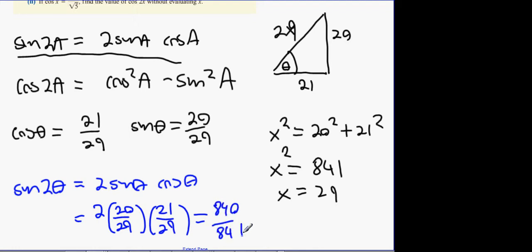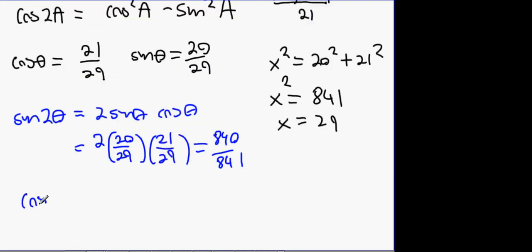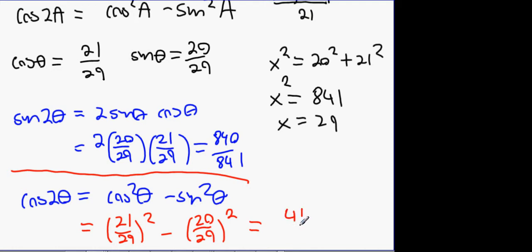Okay. Now we're going to do cos 2 theta. Cos 2 theta ends up to be cos squared theta minus sine squared theta, because that's the formula that's in page 14 of your tables. So what happens this time, guys? We're going to get 21 over 29 squared minus 20 over 29 squared. And what do we get when that's in the calculator? 41 over 841. Thank you.